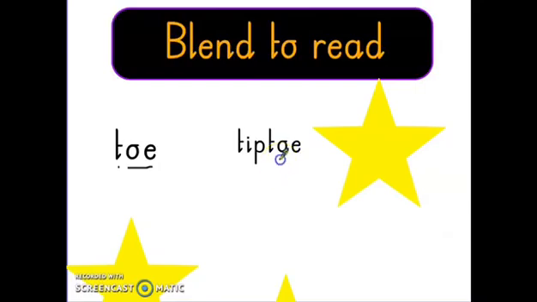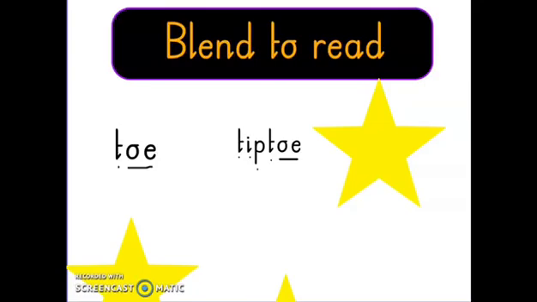So there's our digraph. I'm starting to really recognise that now. And I don't see any other digraphs or trigraphs or split digraphs I know in this word, so they must all be individual phonemes. Let's see if we're right. If we segment and blend and it sounds right, then we were right. They were individual phonemes. Let's have a go. T, I, P, T, O, tiptoe.